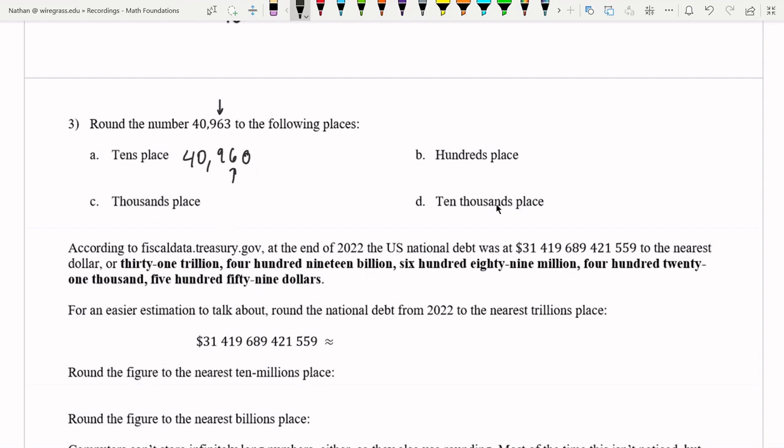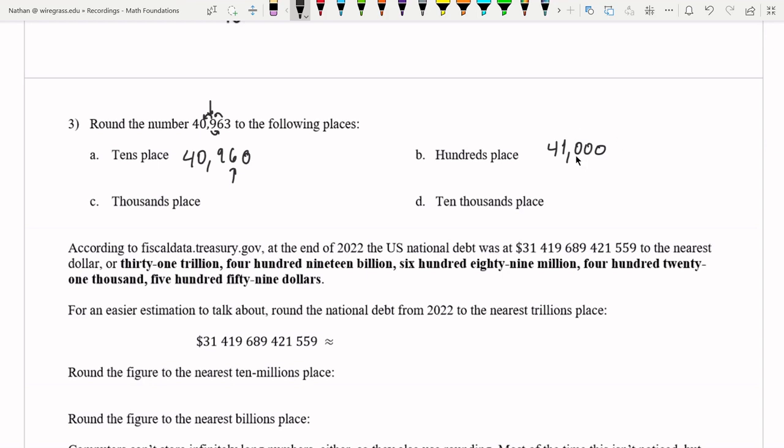That's rounded to the tens place. Now to the hundreds place. The hundreds place is right here at 9. So we're going to look at the number next to it. This is our test digit, 6. That is 5 or greater, so we're going to add 1 to the 9. It just so happens that 9 plus 1 is 10. That means we're going to roll over that 1 all the way to here. So this gives us 41,000, and that's it.